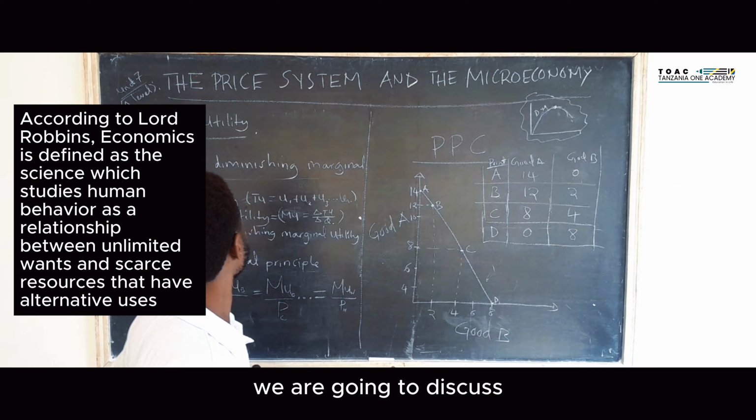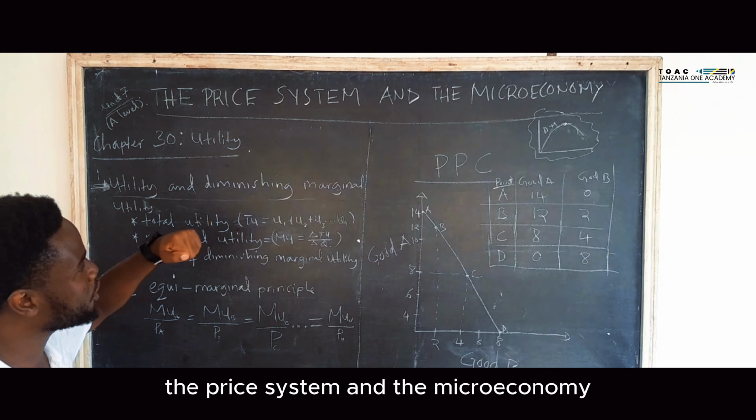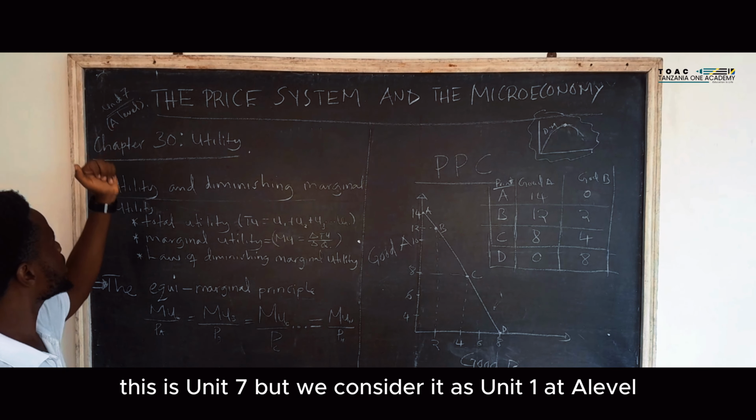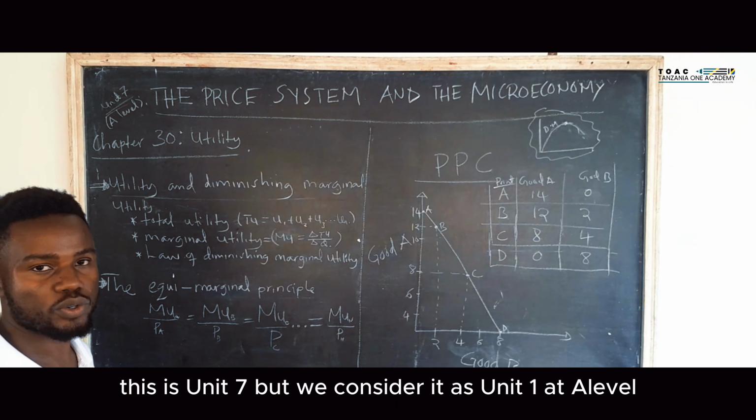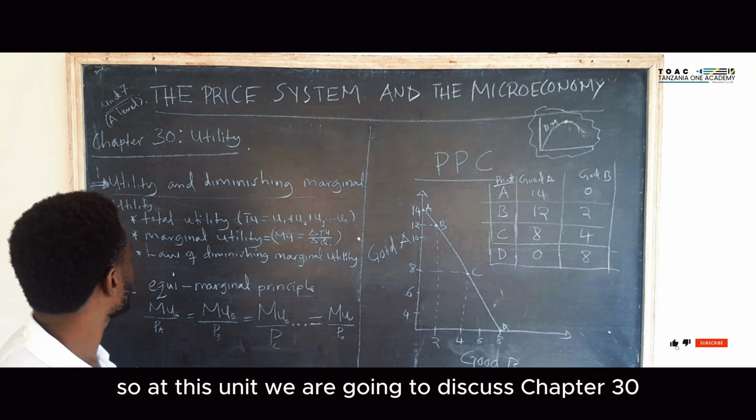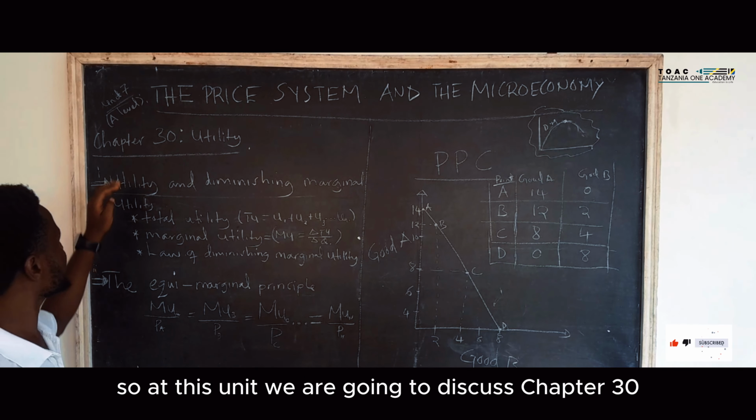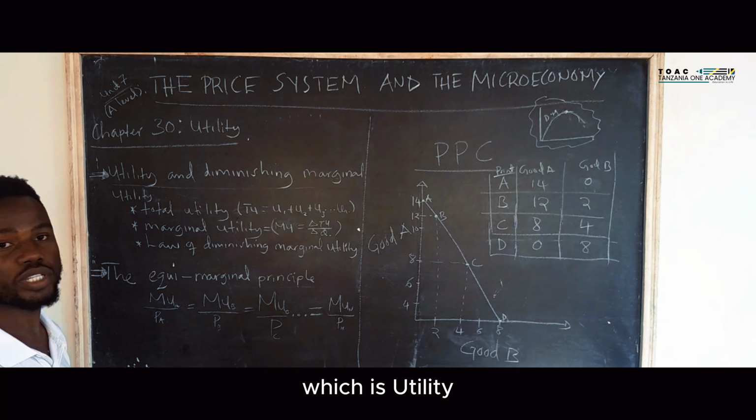We are going to discuss the price system and the microeconomy. This is Unit 7, but we consider it as Unit 1 at A level. So in this unit, we are going to discuss Chapter 30, which is utility.